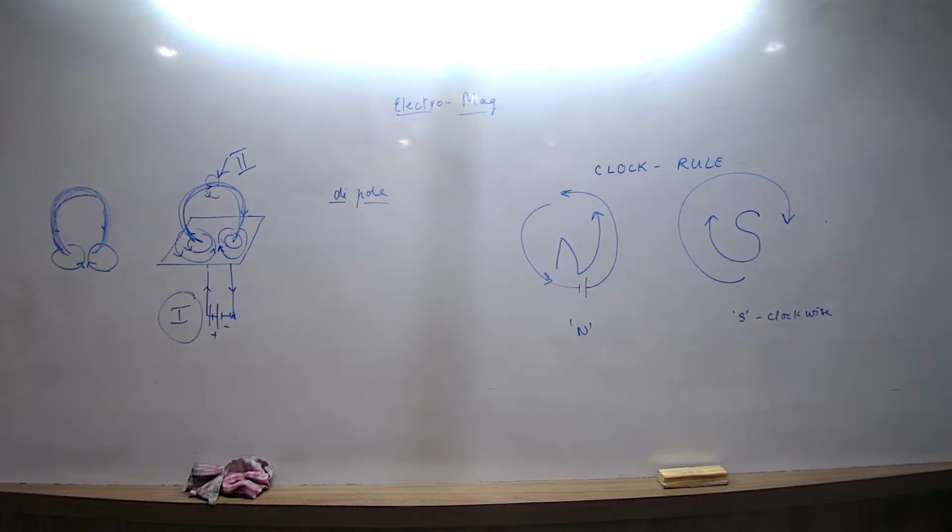And in bracket you will write nearly uniform. It's almost uniform in the center. Okay. Then come to the next point. Field lines are along the axis of the loop and normal to its plane.